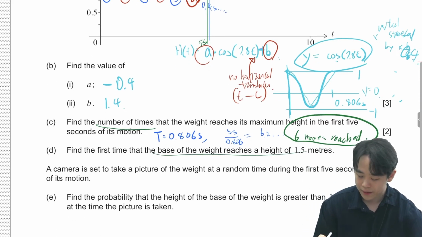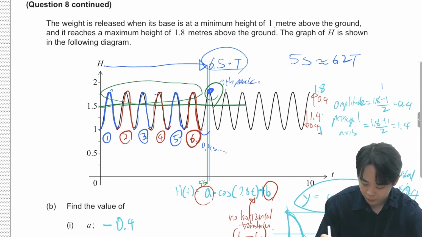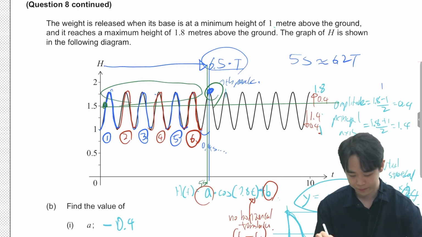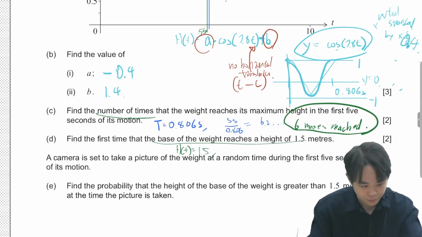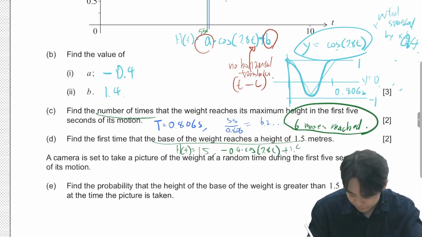Now, when does the base of the weight reach 1.5 meters? Many times throughout, but when does it happen for the first time? Well, we've got to look at this one right here. Let's set the equation h(t) equals 1.5, and we'll look for the smallest value of t for which that works. So negative 0.4 times cosine of 7.8t plus 1.4 should equal 1.5. Let's solve for this.